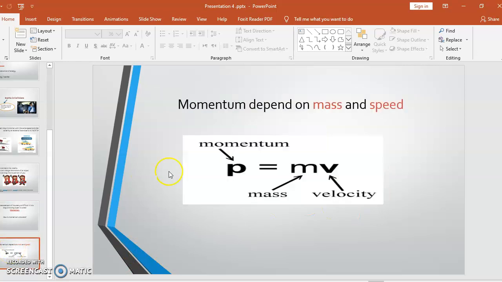By using this equation: momentum equals mass multiplied by velocity. So momentum depends on mass and speed. To know how difficult or easy it is to stop this moving object, we have to know how much its mass is and how much its speed is, which is more or less. And we have to compare the mass and speed of each object to know its momentum, to know the difficulty of stopping the object's movement.